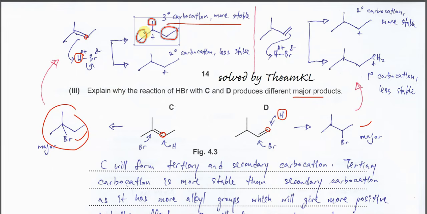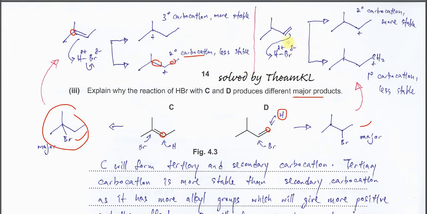And of course, at the same time, it will form the secondary carbocation. If this hydrogen is bonded to this carbon, then the other carbon must be the carbocation, which looks like this. When this carbon is a carbocation, it has just 1, 2 alkyl groups, so it's a secondary carbocation, which is less stable than the tertiary one just now.